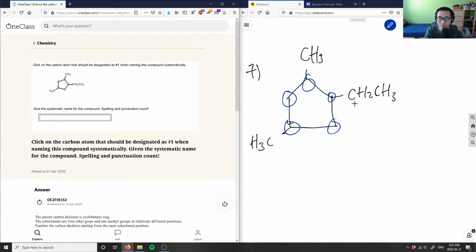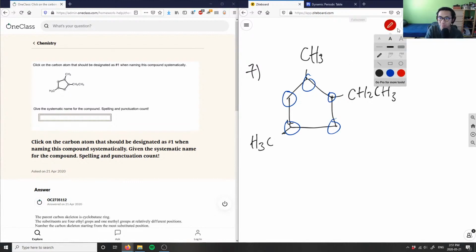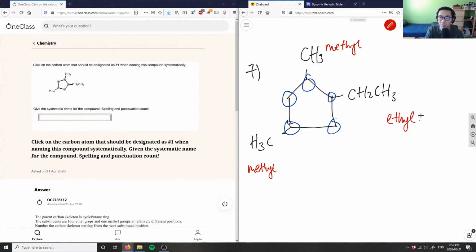And it says here, the carbon atom that should be designated as number 1 when naming the compound systematically. Well, I have to simply just look at my functional groups, right? Or my alkyl chains. This here is a methyl group. This here is also a methyl group. And this here is an ethyl group. So which one takes priority? Well, the ethyl one takes priority, right? So this one should be number 1.